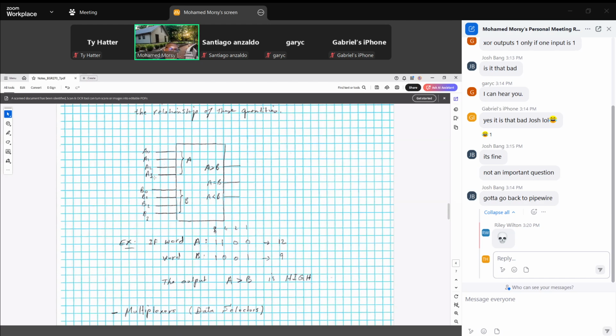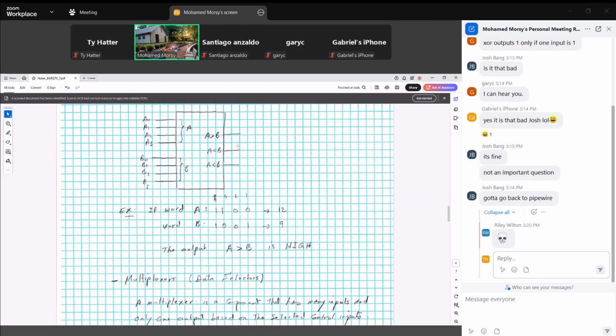We have two different words as inputs, input A and input B. So we have A0, A1, A2, A3, B0, B1, B2, B3. And as the output, we have three different outputs. When we compare A and B, either we have A greater than B, or A equal B, or A less than B.